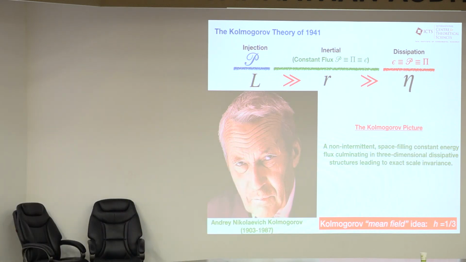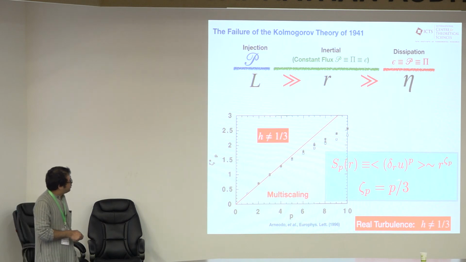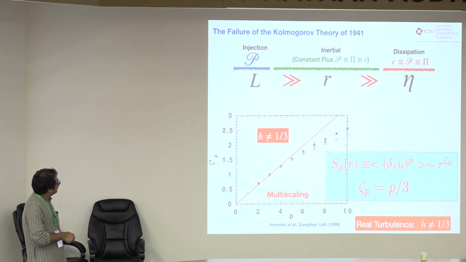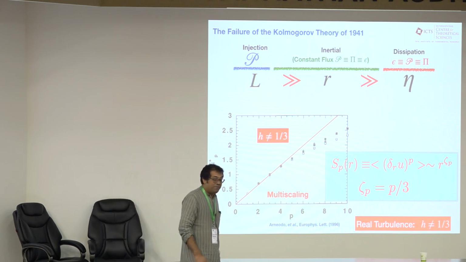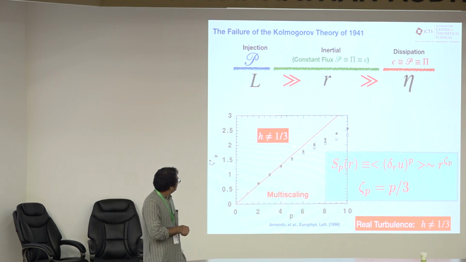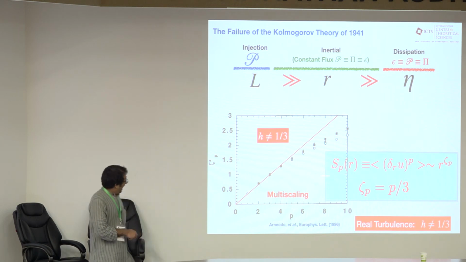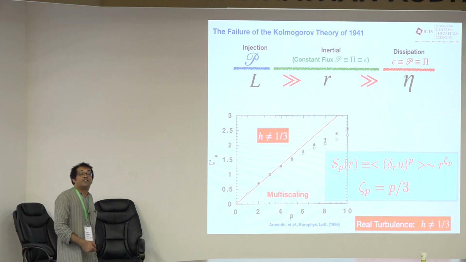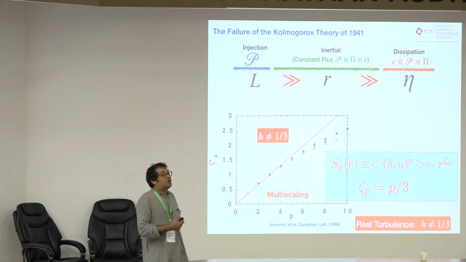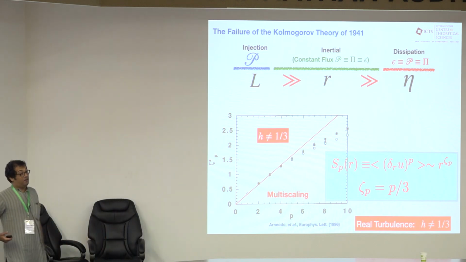So as we know, and this is no surprise, when you actually go ahead and measure these exponents that Kolmogorov predicts to have the value of p/3, you end up getting exponents which are certainly not p/3. And this goes by the common name of turbulence being multiscaling. This settles the argument in some way that the Hölder exponent in turbulence cannot really be 1/3. Again, this is known for a while.